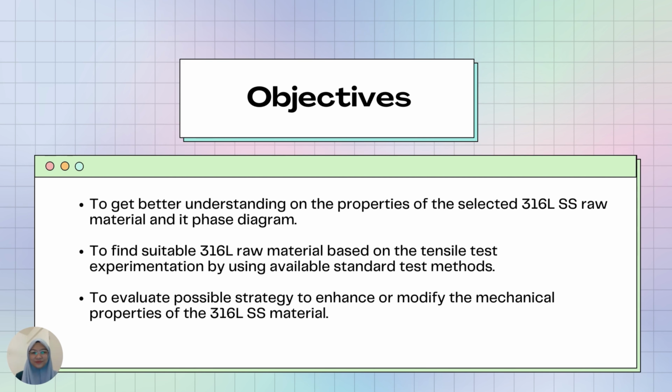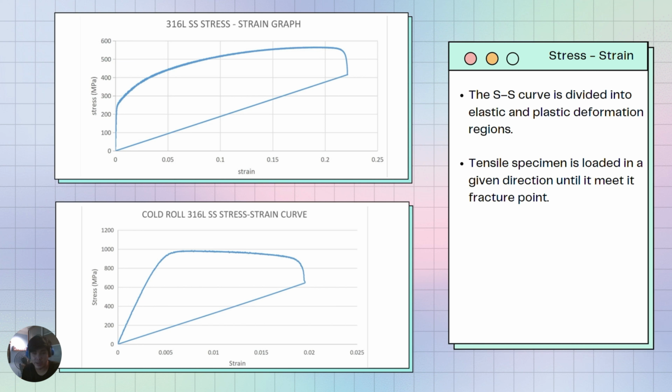Thank you. Good evening. I will be explaining the technical findings of our group for this assignment. So the first thing I will present to you is the 316L SS stress over strain graph and also the cold roll 316L SS stress over strain curve.